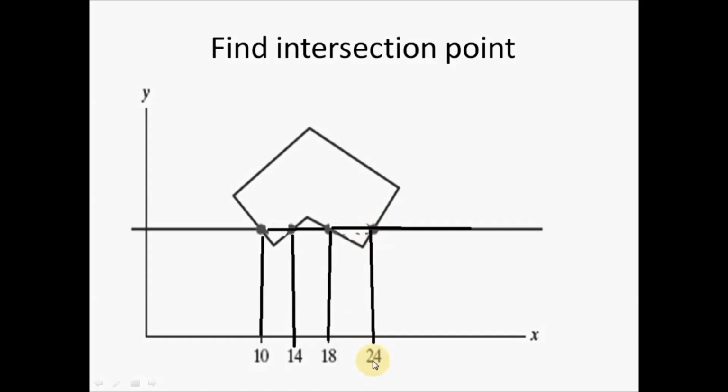So understood, guys? Here what I did was find the intersection points of the polygon edges with the scan line. In total we found 4 intersection points: 10, 14, 18, 24. This is the first step.